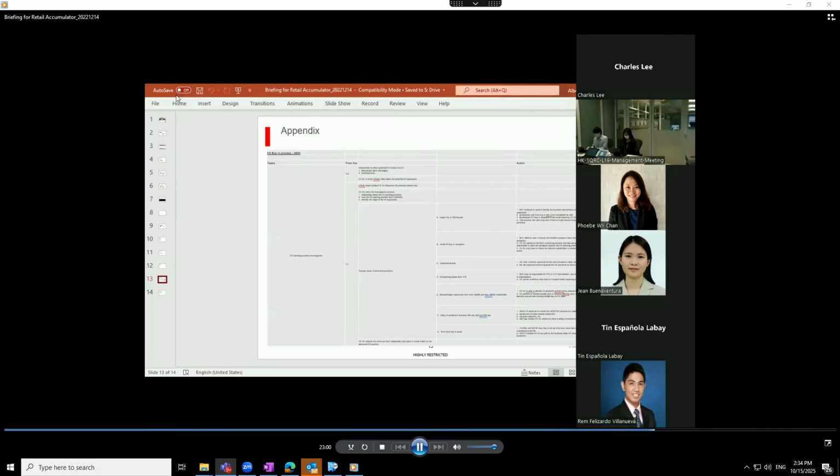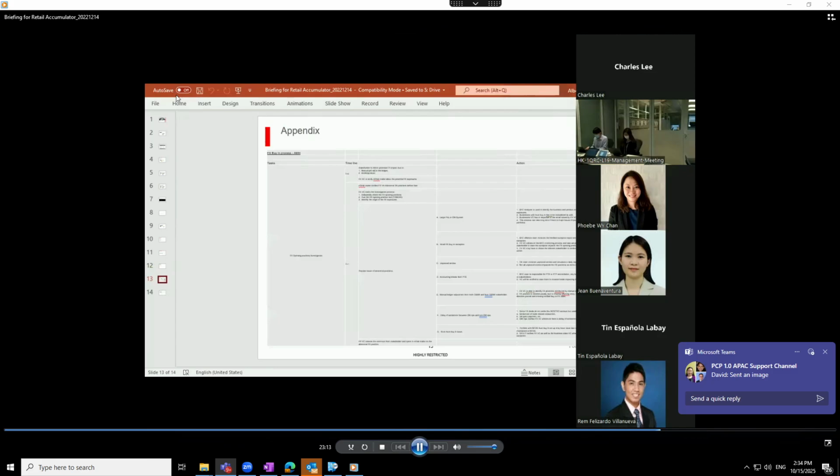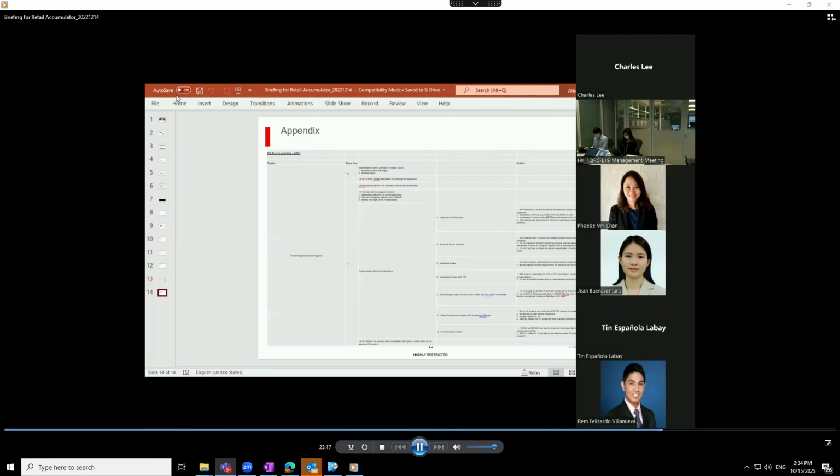This one's quite small. Don't worry about it. I will include this fact after the call. This is just trying to list out the potential issue that we encounter, impacting the retail accumulator.